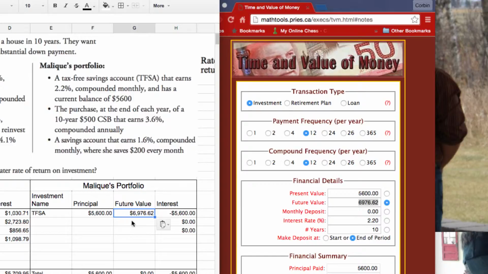So we'll put that in here. And so she's earned $1,300 in her savings account. Good job, Malik. Okay, next one.